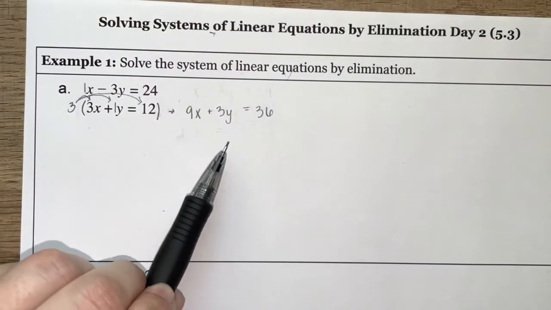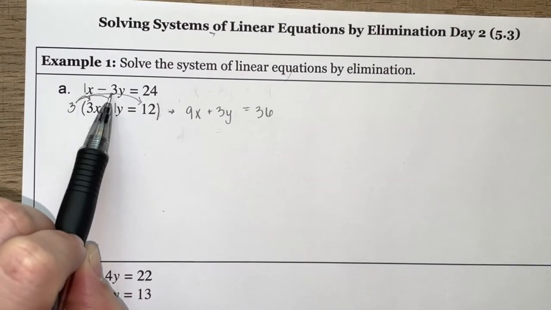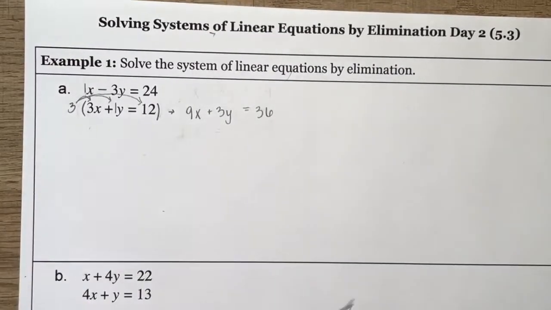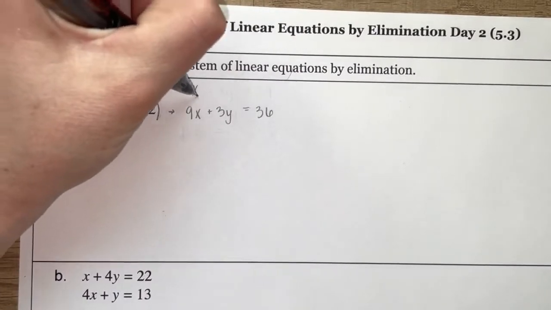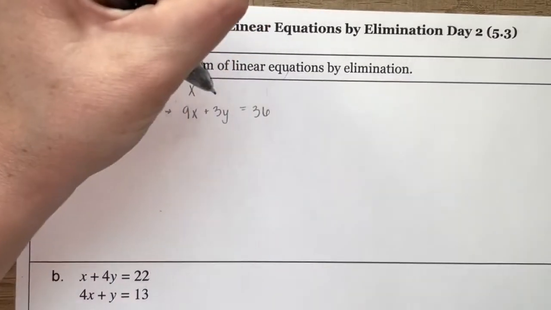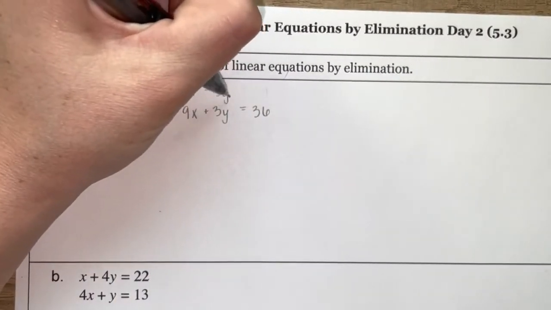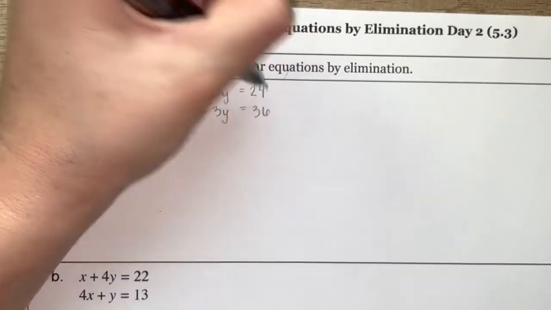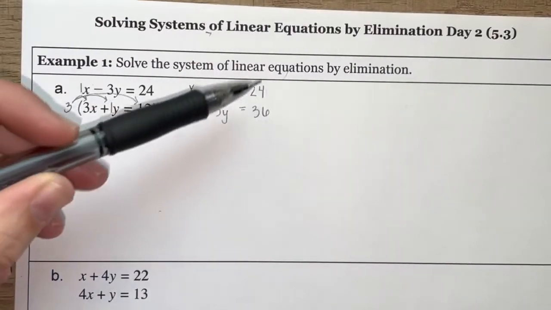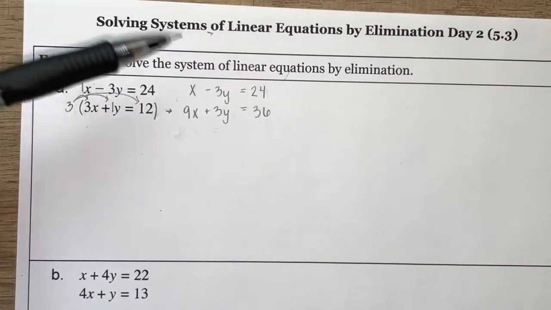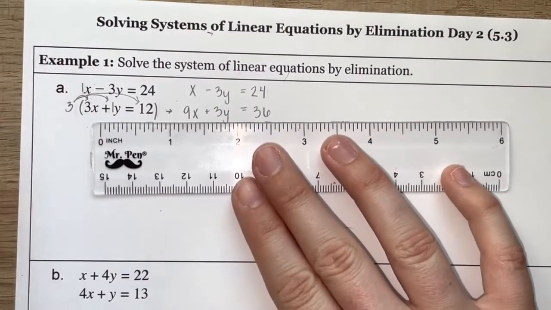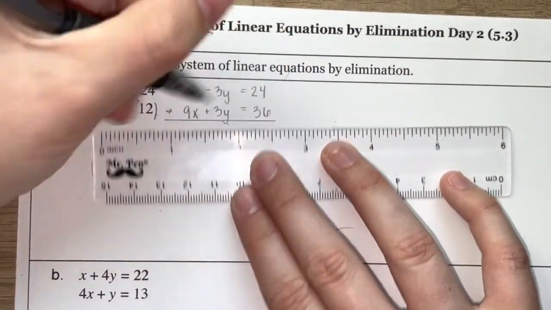So now I have that positive 3y that matches with the negative 3y up here. So I'm just going to rewrite this first equation above this second equation. So x and then minus 3y equals 24. And be careful to keep all of the like terms and variables matched up. So now I have matching coefficients and opposite signs, so I can cancel out that y by adding both equations together.